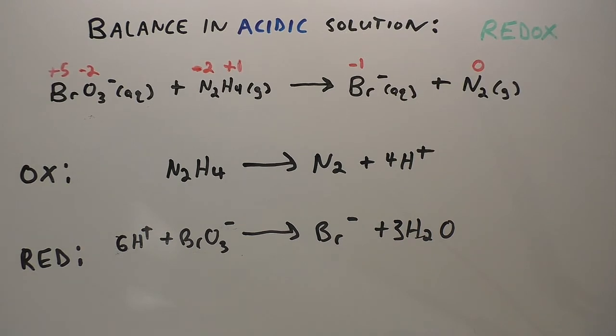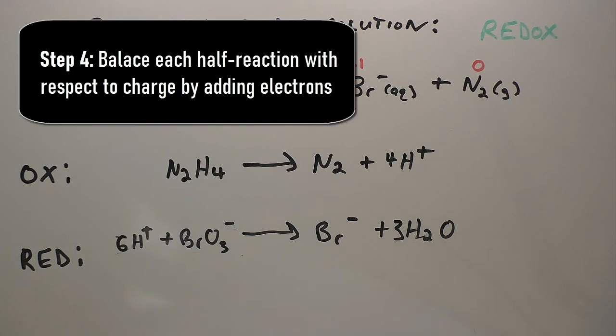We can move on. Now step 4 is to balance each half reaction with respect to charge by adding electrons. We need to understand that the sum of the charges on both sides of the equation should be made equal by adding as many electrons as necessary. So what does that mean? If we take a look at our oxidation half reaction, what's the charge on the left-hand side? What's the charge on the right-hand side?